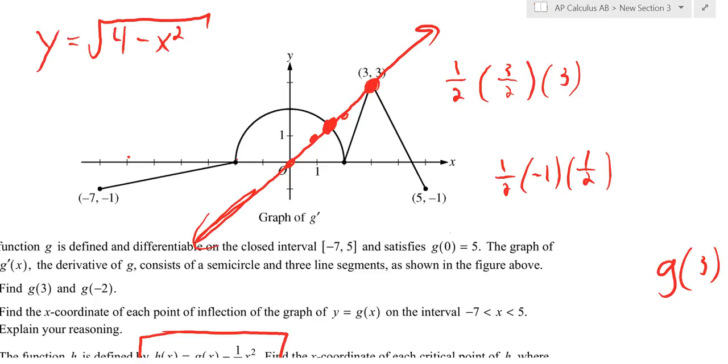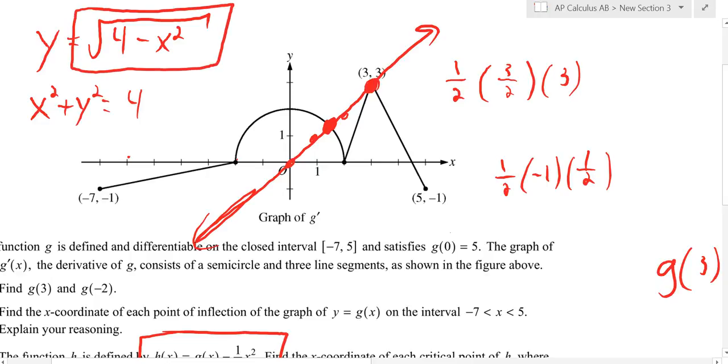Another way is, remember this from last year in pre-calc? X squared plus y squared equals r squared. That's the same equation, just solve for y. What do I want to know about this? So solving for y makes it easier. What do I want to know about this? Where it what?